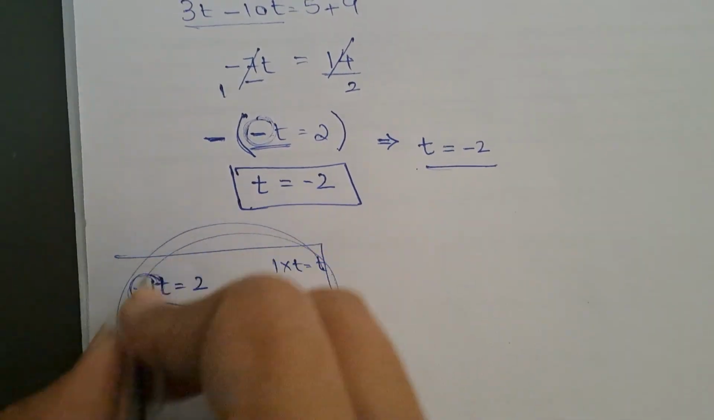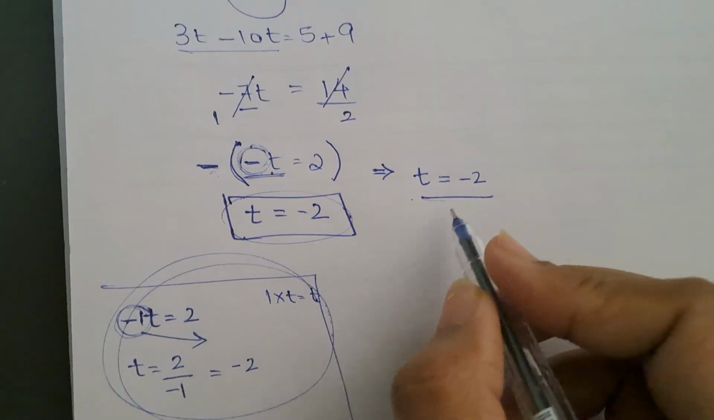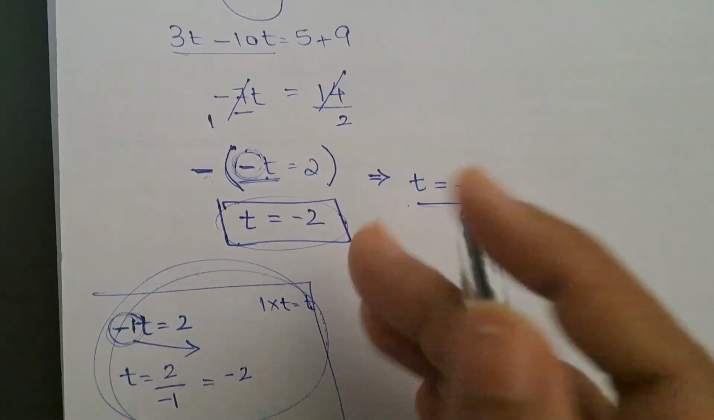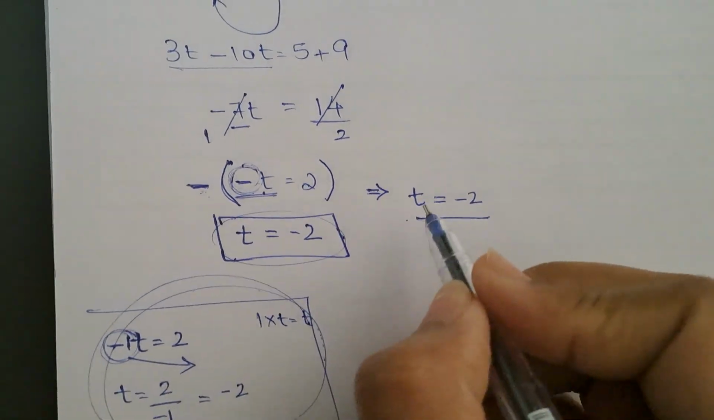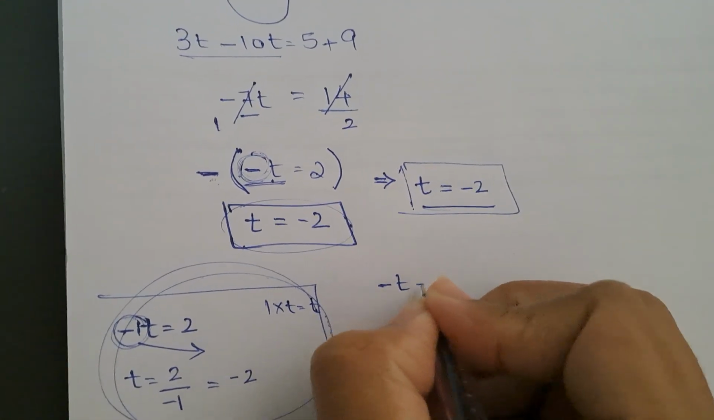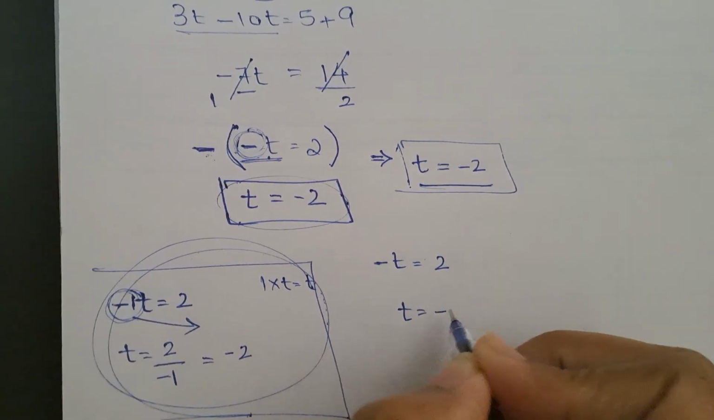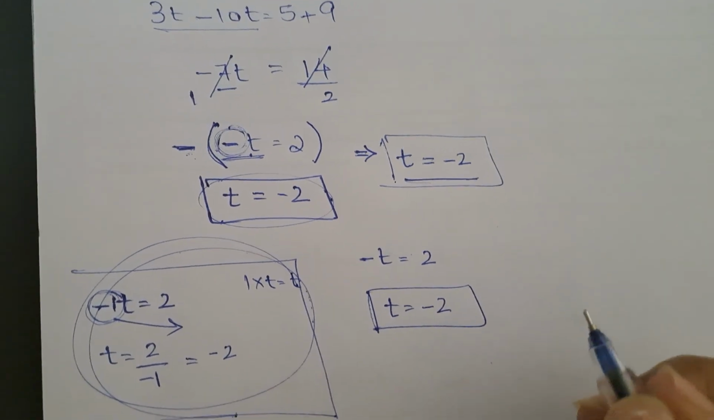Either you understand it this way, with multiplication with the minus sign, or you directly change the signs of the equation, it will be one and the same. So I prefer changing the signs. Negative t, minus t is equal to 2, but I want the value of t only. So the sign goes to the other side and t becomes minus 2. That's how I prefer doing it.